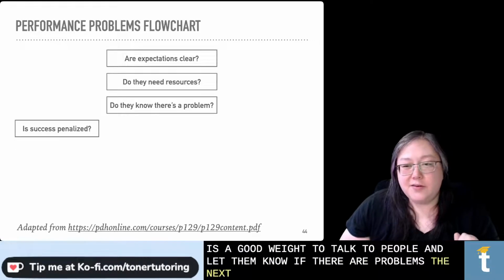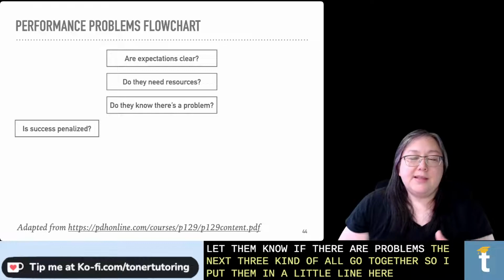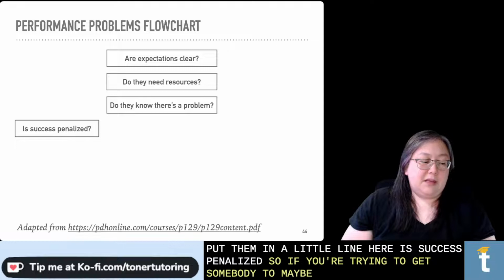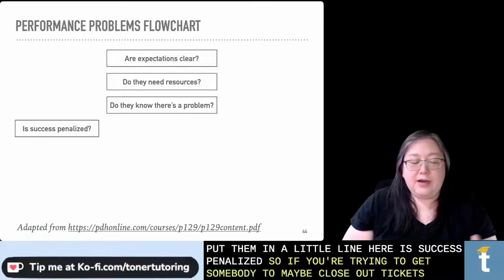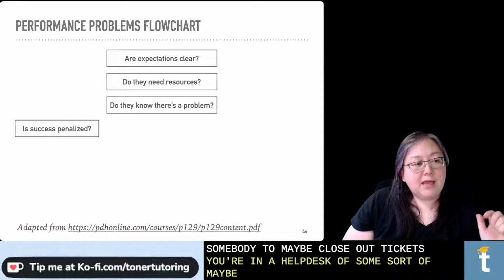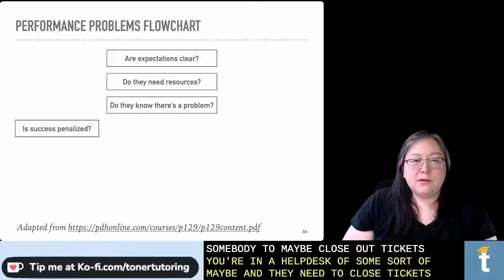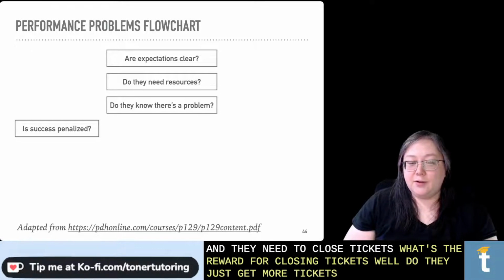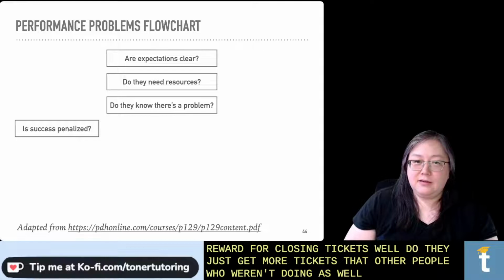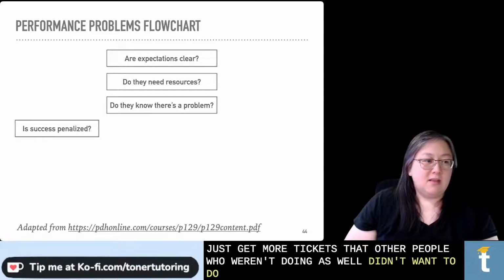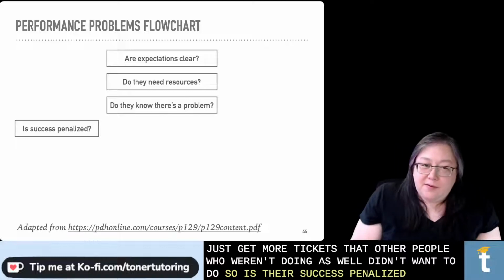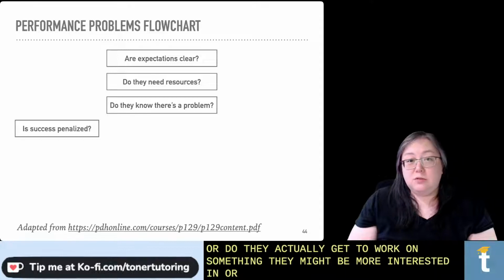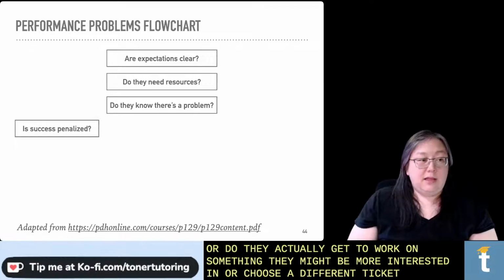The next three kind of all go together, so I put them in a little line here. Is success penalized? So if you're trying to get somebody to maybe close out tickets, you're in a help desk of some sort maybe, and they need to close tickets. What's their reward for closing tickets well? Do they just get more tickets that other people who weren't doing as well didn't want to do? So is their success penalized somehow? Or do they actually get to work on something they might be more interested in or choose a different ticket that they would like to work on more?